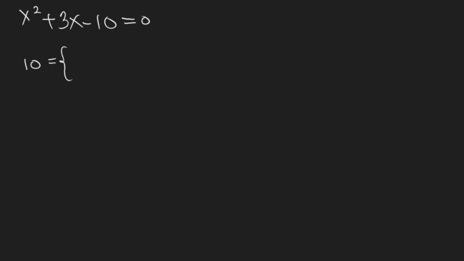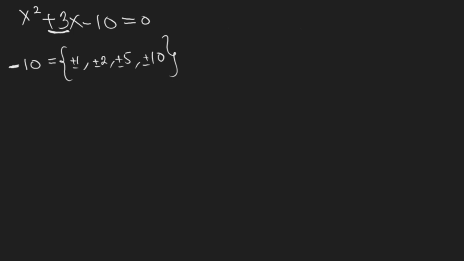And then I find the factors of 10. What will be the factors? 1, 2, 5, and then 10. So I can do this plus or minus, plus or minus, plus or minus, plus or minus. Alright. So I select two of these factors such that when I multiply, I'll get negative 10, and then when I add, I'll get a positive 3 here.